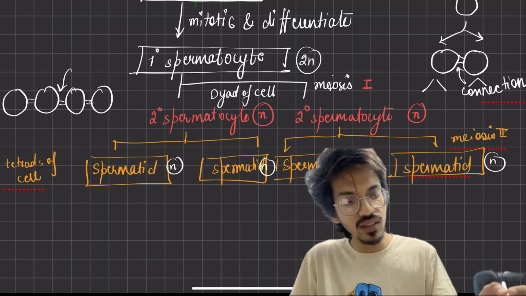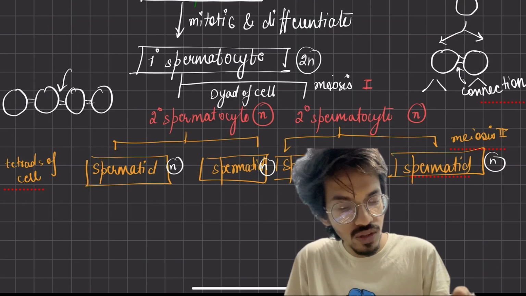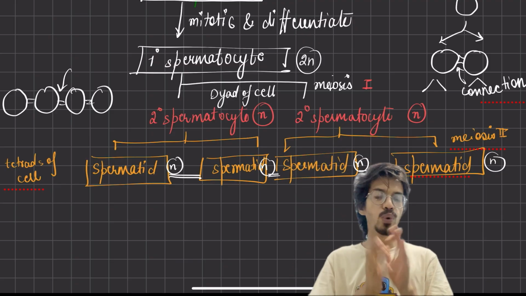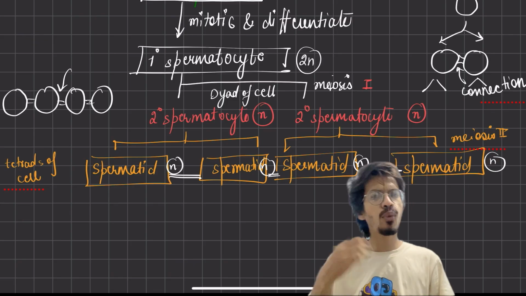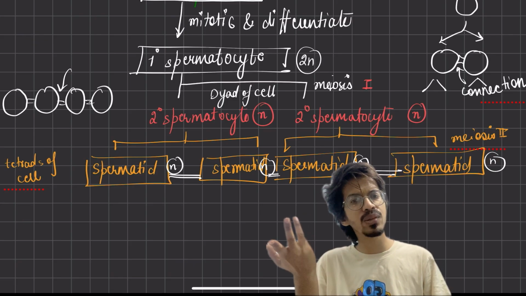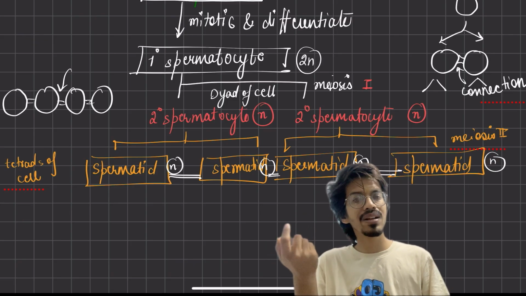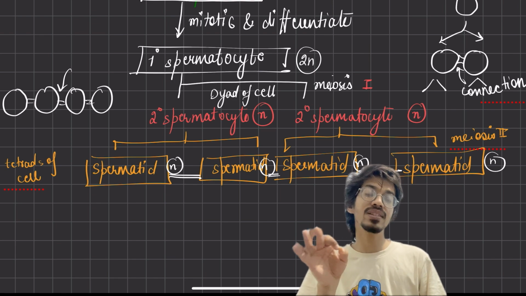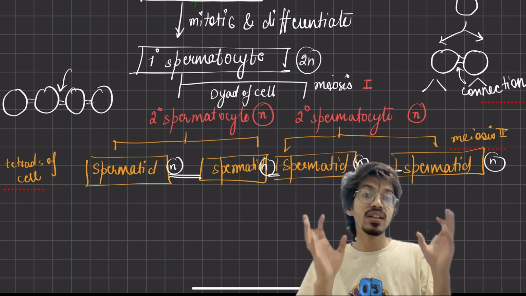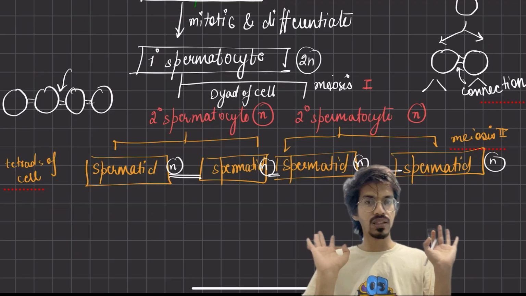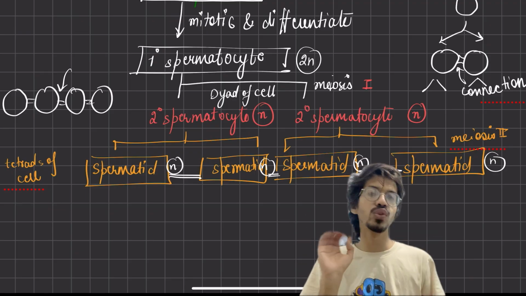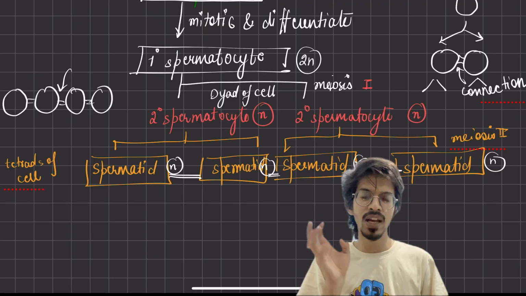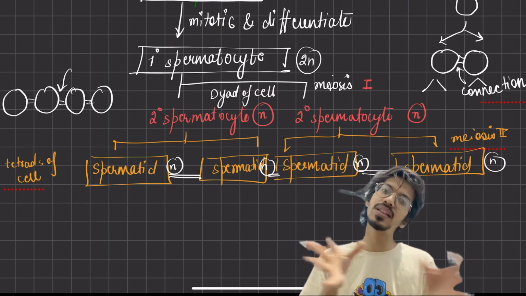Now what will happen? After this, these cytoplasmic bridges are broken down. If someone asks why cytoplasmic bridges are present, what is their role? These cytoplasmic bridges help in equal growth among the 4. There is no unequal growth, so that is ensured and maintained. The cytoplasm is equally shared through the bridges.